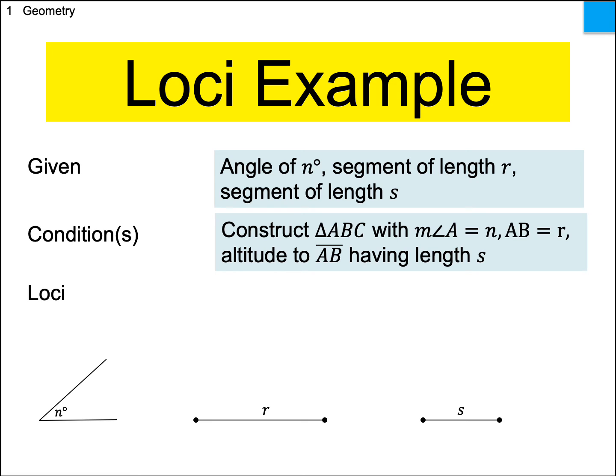It doesn't talk about the third side or even the second side. It talks about an altitude. So it says the altitude to side AB has a length of S. So S isn't even a length of the triangle, but it is an altitude. Sounds complicated. As we did yesterday, it's much easier to do it one piece at a time, and everything will fall through from that.